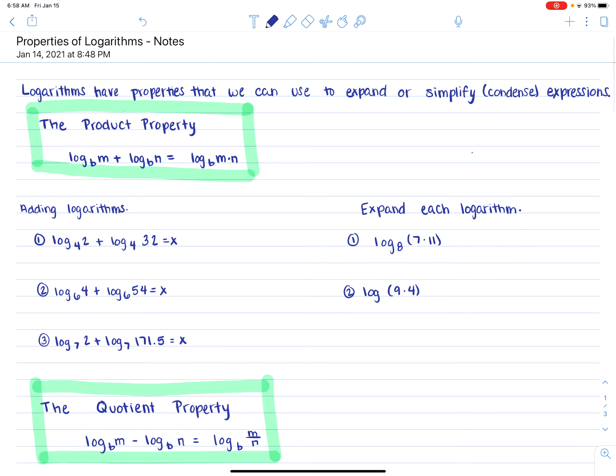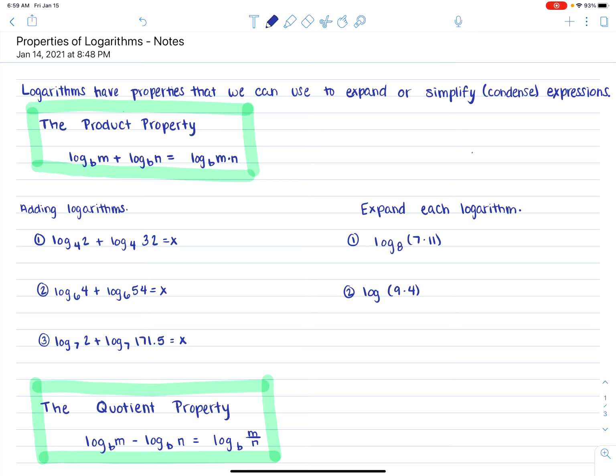Logs have similar properties, though they're not quite the same. But if we know what they are, then we can condense expressions or we can expand expressions, and then we can do things with them. So really all we're doing today is just learning what we can do with the logarithms.